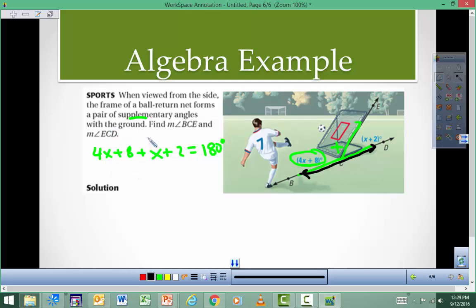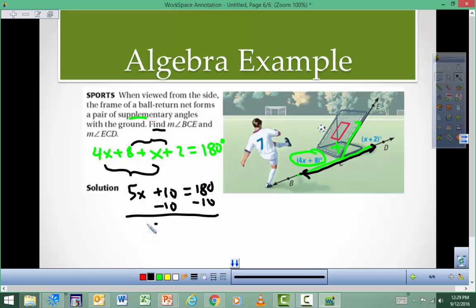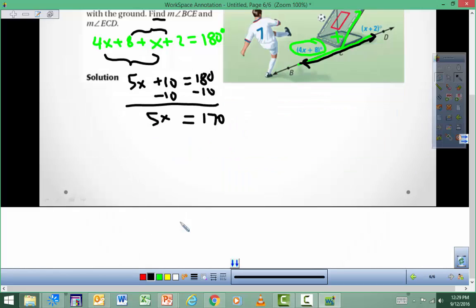Anyway, coming back to here, we need to solve for x, and then we need to find the measures of these two angles. So we start out by adding those together, we get 5x. Add these two together, we get 10. We subtract 10, and we get 5x is equal to 170. And we simply divide by 5 and divide by 5 here. This gives me x is equal to 34.